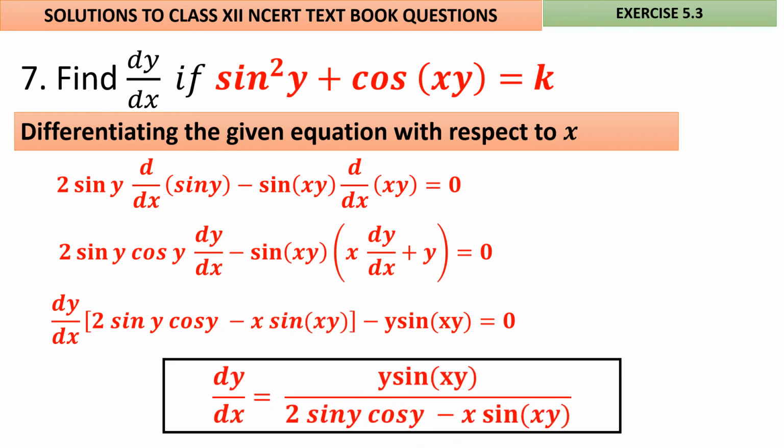And dy by dx is very simple. Push that y sin xy up to the right hand side, upon 2 sin y cos y minus x into sin of xy. Maximum simplification possible is that 2 sin y cos y you can write as sin 2y. That's also not required. If there is any possibility of simplification, you convert it and then simplify. Otherwise, you can give the answer as it is.